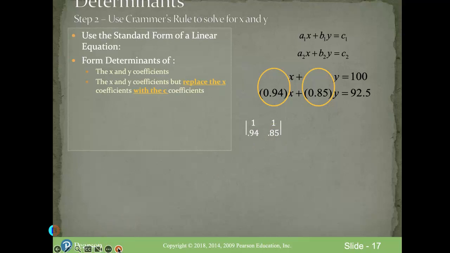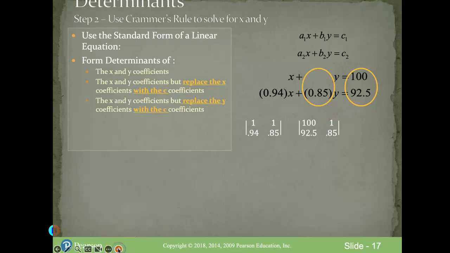That is only one of 3 determinants that we will have to calculate. The next one, we will replace the x coefficients with the c's, the constants. We will now write this new determinant, and we'll use that in a minute to get our x value. But notice that instead of using the 1 and the 0.94, they are being replaced with the constants, 100 and 92.5. Next, we're going to replace y with the c's. So again, think back to your original where you had x and y coefficients. These y coefficients, 1 and 0.85, are now being replaced with 100 and 92.5.